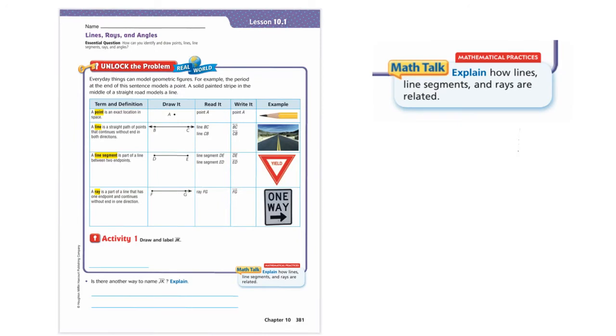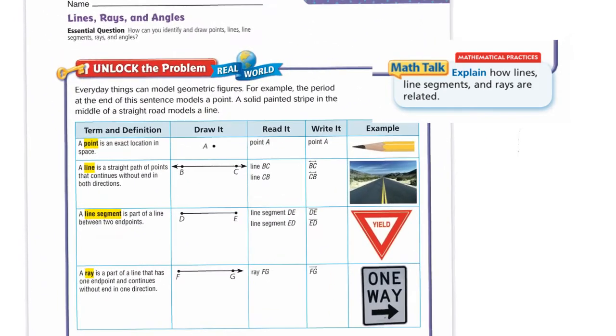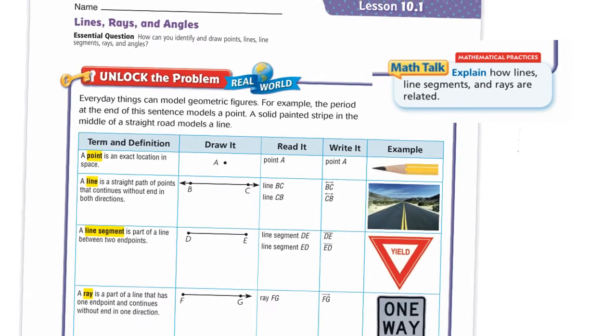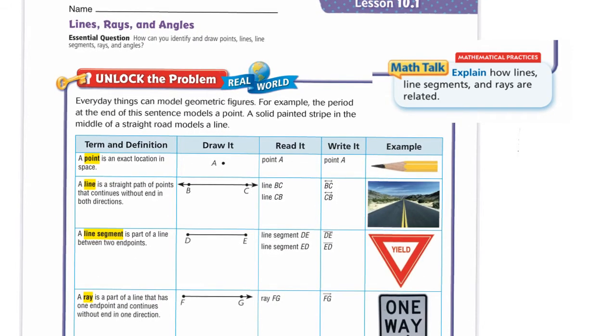Let's go ahead and look on page 381. This is going to really review some key important vocabulary terms. It says up here at the top for the unlock the problem, everyday things can model geometric figures. For example, the period at the end of the sentence models a point. And then it goes on to say a solid painted stripe in the middle of the road models a line.